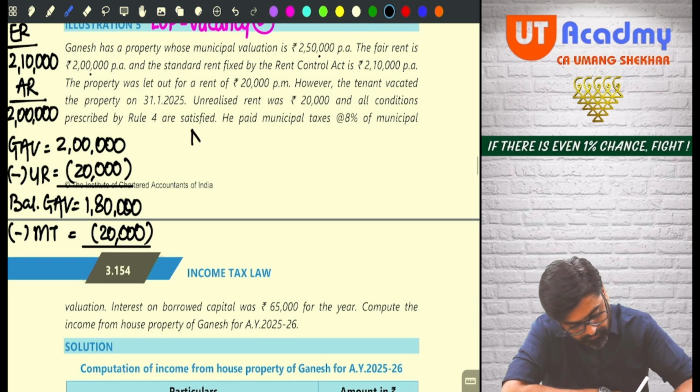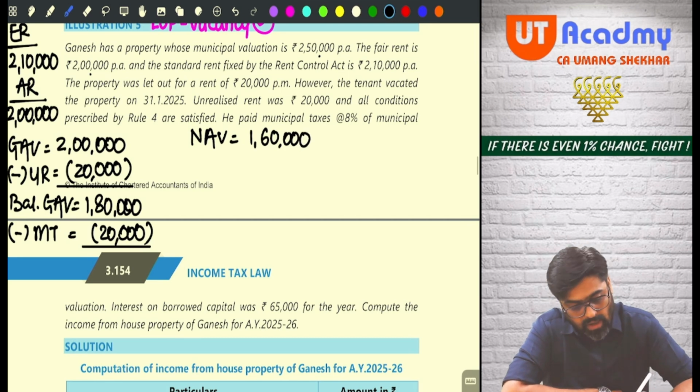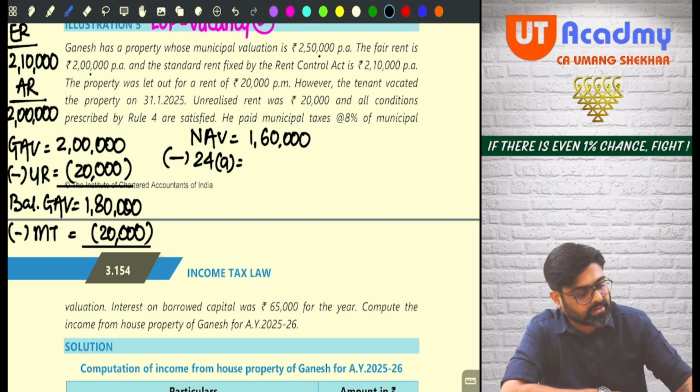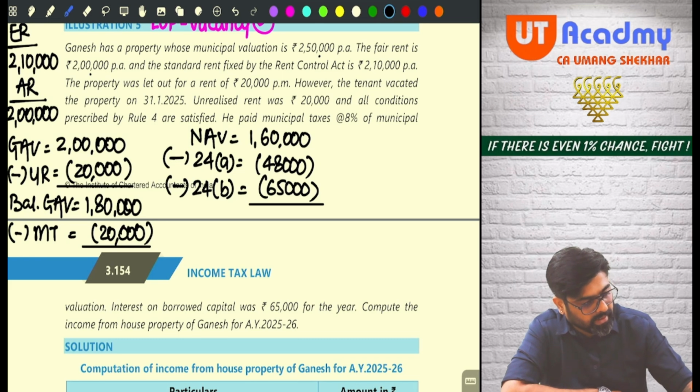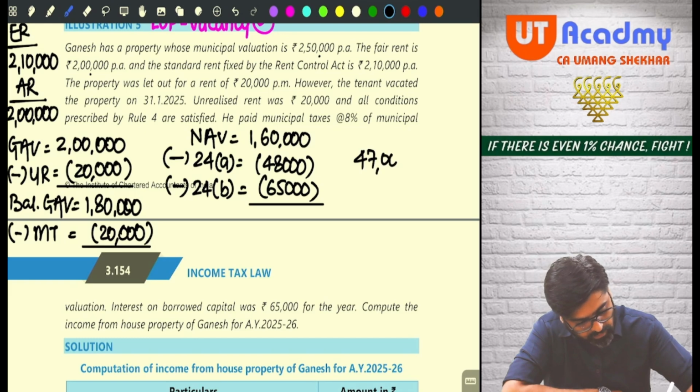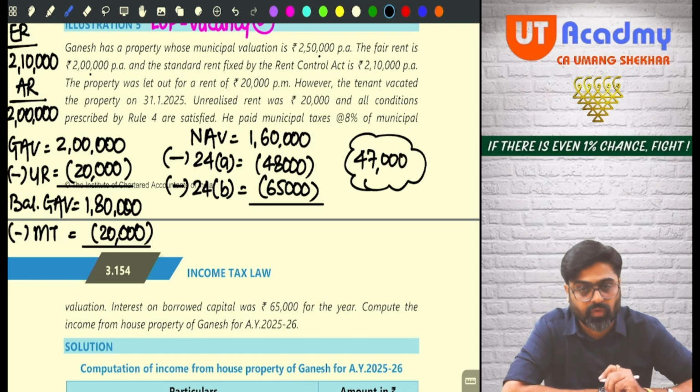My NAV will be 1,60,000. Out of this I will get the section 24 clause A standard deduction. So 1,60,000 into 30%, I will get 48,000. Is there any interest on housing loan? Yes. Interest on borrowed capital was 65,000. So 24 clause B, interest is 65,000. Reduce this, minus 65,000, I will get the final positive amount of 47,000. This is the taxable income from house property.